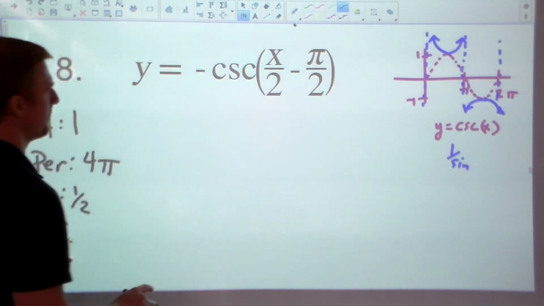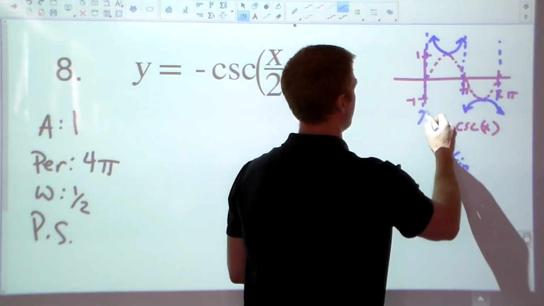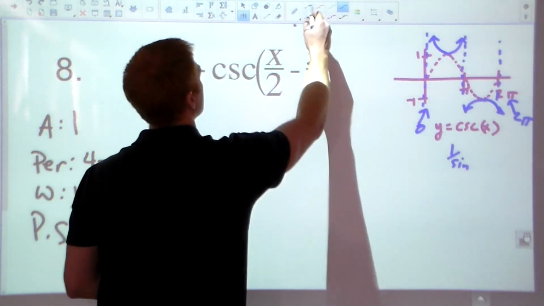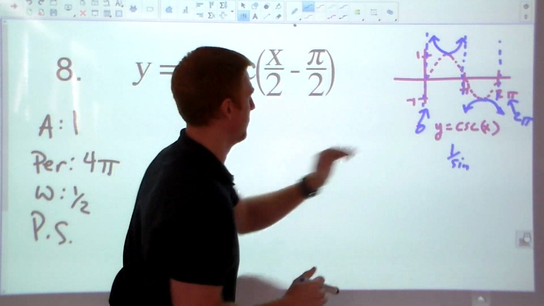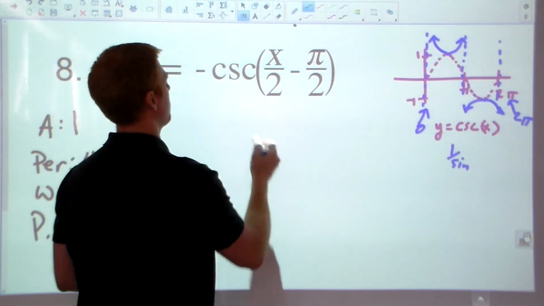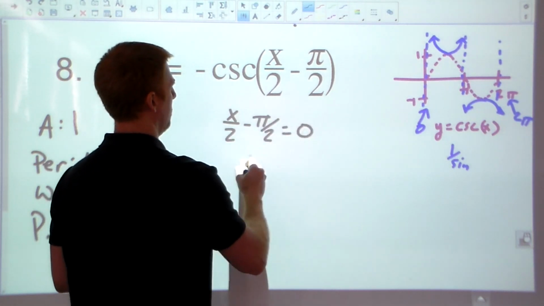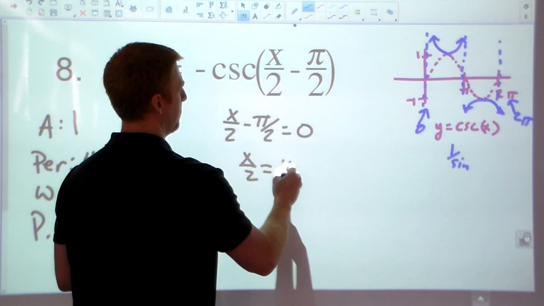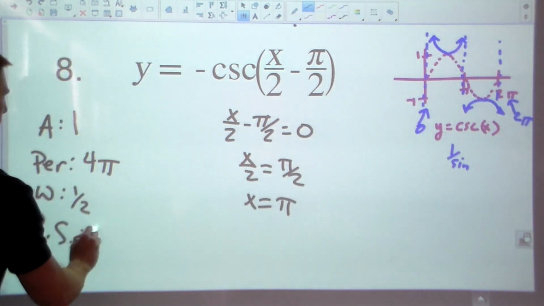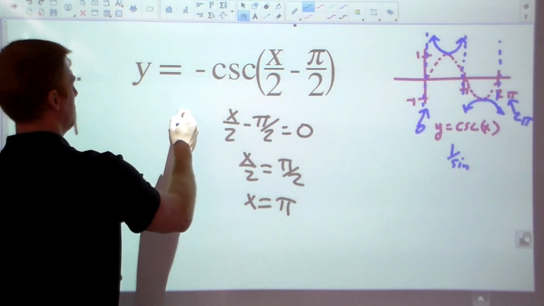So, phase shift. Let's see. We want to compare it to where sine typically starts and where sine typically ends. So for phase shift, I really just need to compare it to where sine normally starts, or cosecant. Either way, they're really the same, from the same function. So x over 2 minus pi over 2 equals 0. X over 2 is pi over 2, and if I multiply by 2, I get pi. So my phase shift is pi here. All right, that's my start.